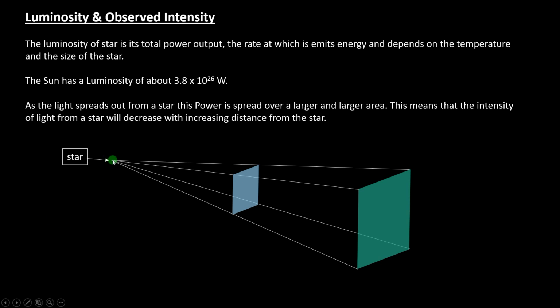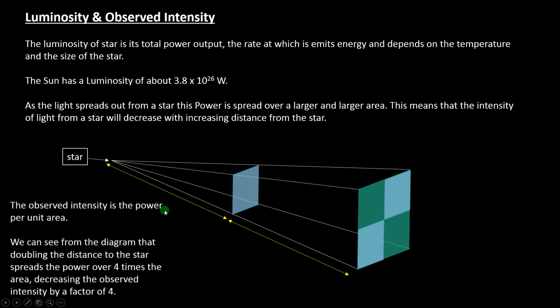So if we start with the star as a sort of point-like object here, and we go a certain distance away, the light coming in this direction has spread over this area. And if we go further away, it's spread over a larger area. And if we say those two lengths are roughly equal, then we can divide this area up into 4. We can see that basically, if we double the distance away from the star, then we're going to reduce what we call observed intensity by a factor of 4.